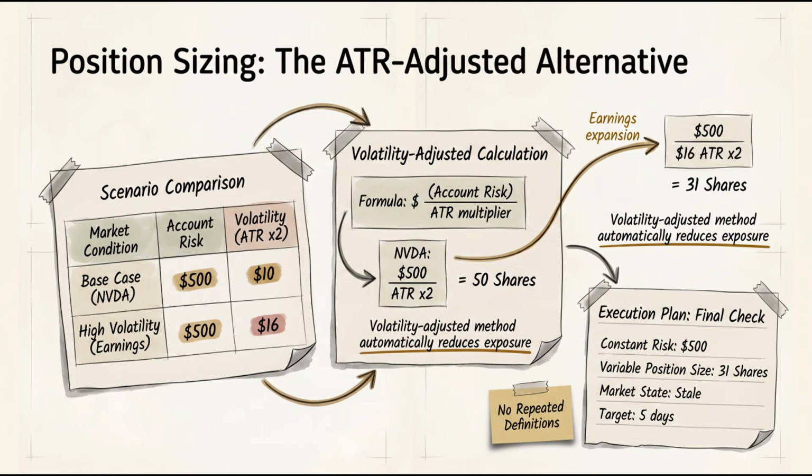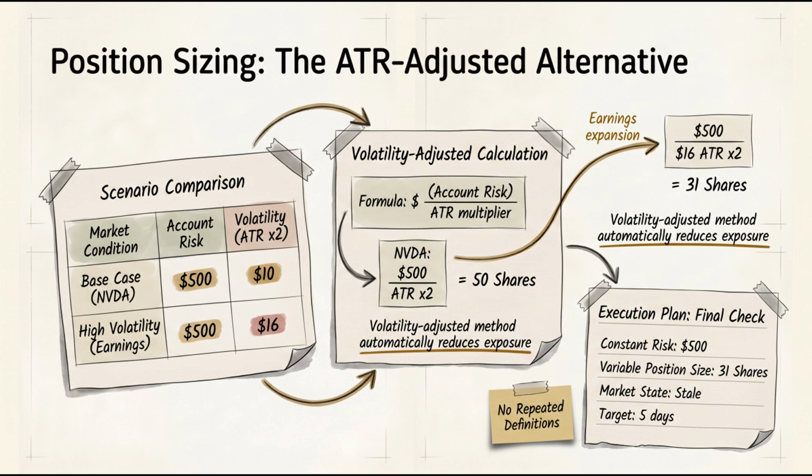We can also adjust our size based on volatility. If Nvidia's average true range expands to $8, our previous calculation no longer holds. Using the same $500 risk, we divide by 16, which is 2 times the new $8 range. That gives us 31 shares instead of 50.